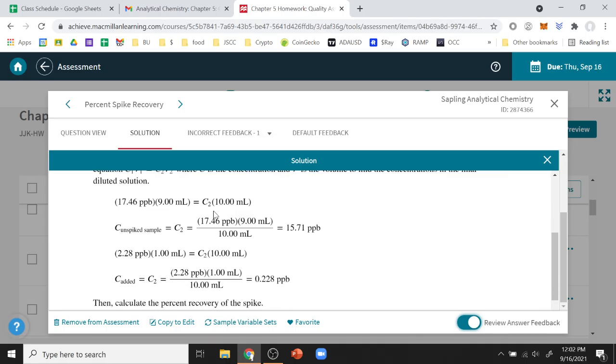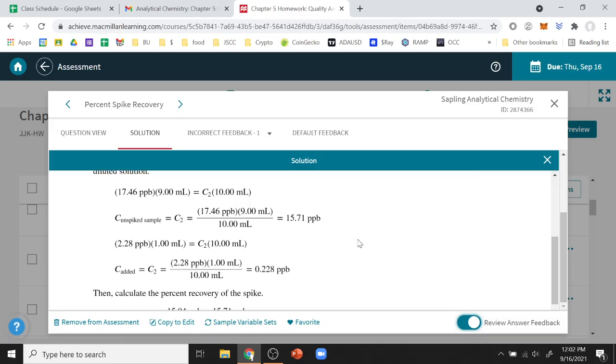And so you now plug these values in. You start off with that 17.46 times 9 milliliters. That would be your initial drinking water solution. It was diluted down to 10 milliliters. So your unspiked sample is going to be diluted down to 15.71 parts per billion. That's just the dilution factor. That's how much lead carries over from that drinking water.